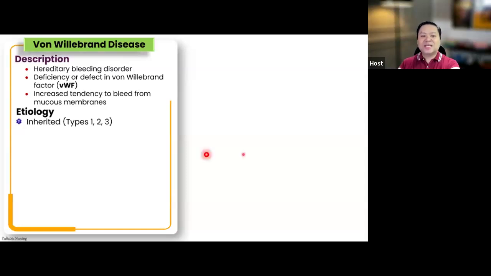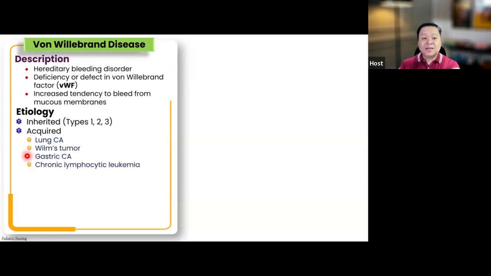Now, let's move into the next etiology here. It can be in the form of an acquired type of von Willebrand disease. So it can be acquired through, let's say, lung cancer. And you will notice here that most of the disorders that can lead to acquired VW disease are going to be CA mostly. Another is Wilms tumor. There's also gastric cancer. There will be chronic lymphocytic leukemia and also some lymphoma. And so please take note, acquired VW disease will mostly commonly happen in a patient that might have a prior history of cancer.